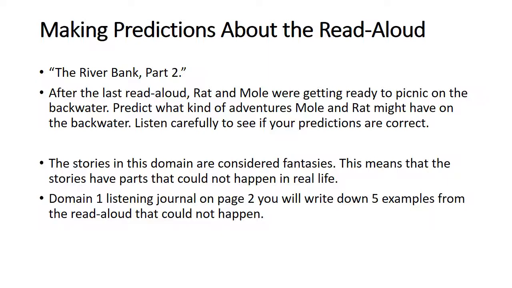The stories in this domain are considered fantasies. That means the stories have parts that could not happen in real life. The Domain 1 listening journal on page 2 is where you will write down 5 examples from the read aloud that could not happen. So you'll be listening for those 5 examples as we read.